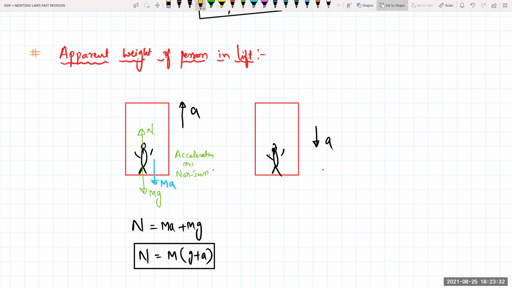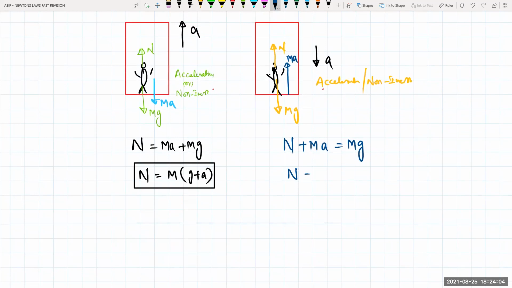Now the next one. Is it an accelerating frame or a non-accelerating frame? Again an accelerating frame, a non-inertial frame. The weight of the body, mg, is in the downward direction, and the normal reaction is in the upward direction. The acceleration of the body is in the downward direction, so you apply pseudo force in the upward direction, that is m into a. So here N plus m into a will be equal to m into g. So N will be equal to m into g minus m into a, that means m into g minus a. So this will be the normal reaction.